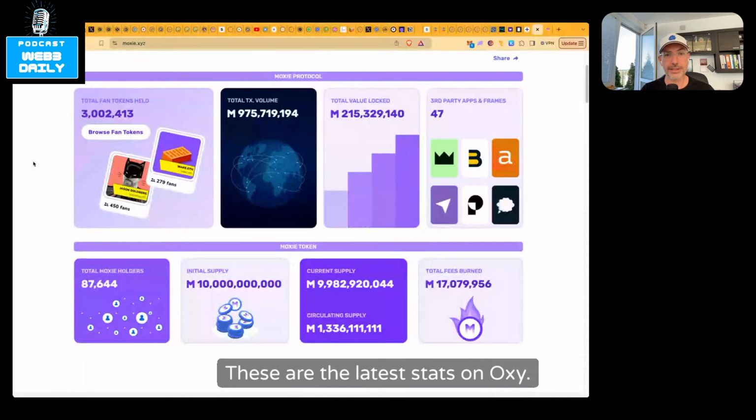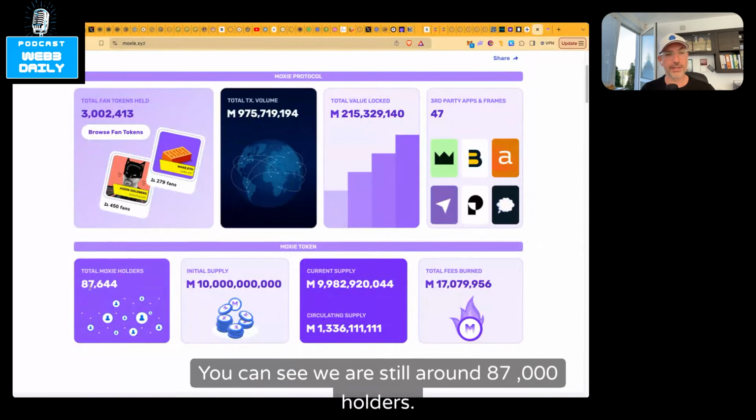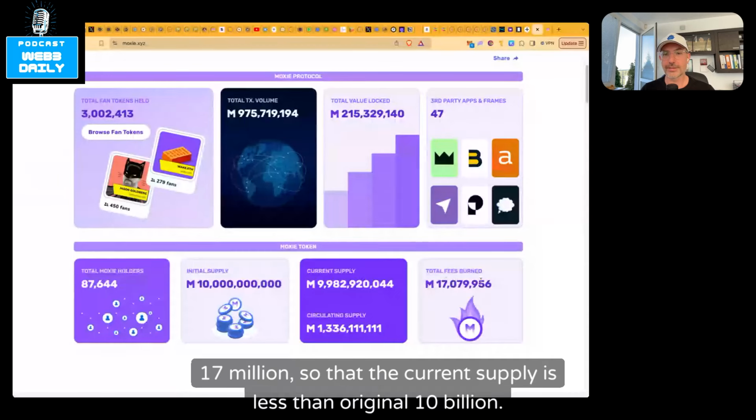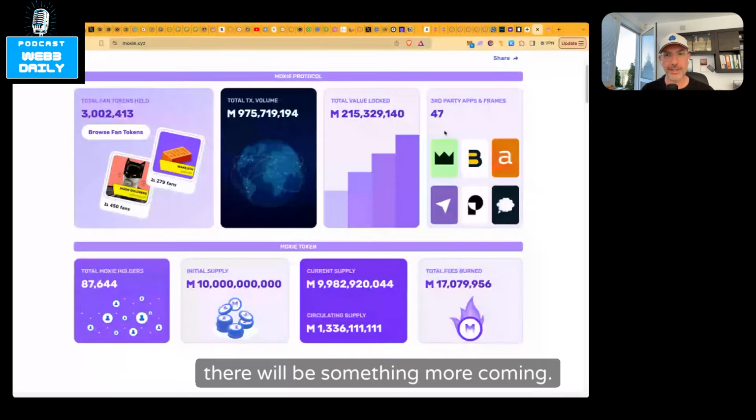These are the latest stats for Moxie. You can see we are still around 87,000 holders. There has been some Moxie burned, 17 million. So the current supply is less than the original 10 billion. There are 47 party apps and frames. And I think, give it a week or two and there will be something more coming.